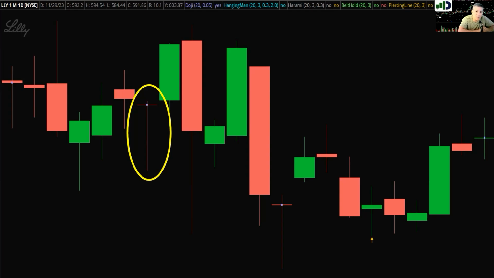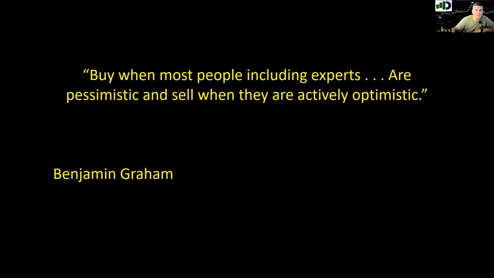Stay with your own plans regarding a trade, and always evaluate in the context of all other indicators being used in the valuation of a stock. Remember what Benjamin Graham said, one of the most famous and maybe the godfather of value investing. He said, buy when most people, including experts, are pessimistic, and sell when they're actively optimistic.